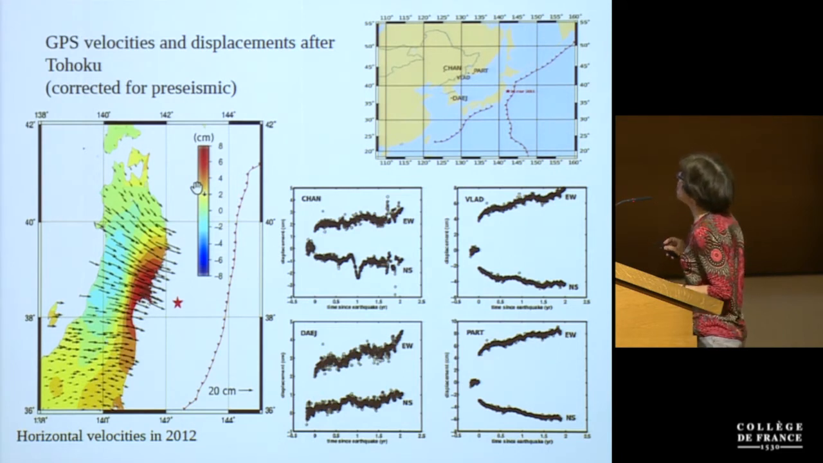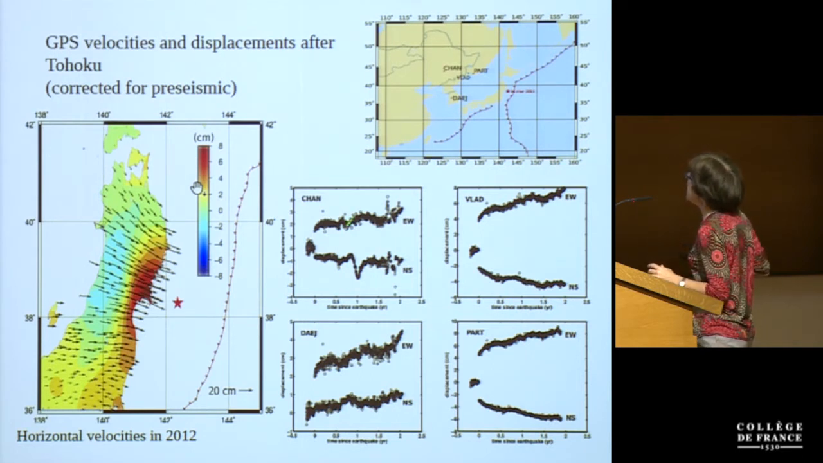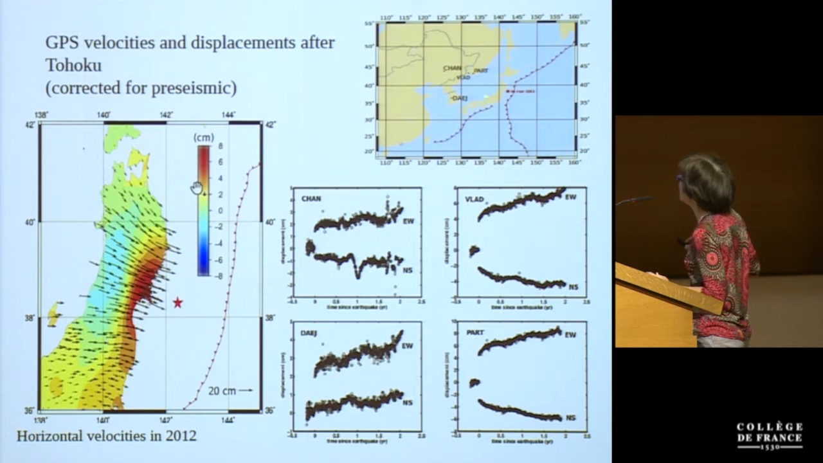I talked about Sumatra and Maule, but of course there is the same thing for Japan. There was a question yesterday about the compression in the Japan Sea, but indeed, before the Tohoku earthquake, the velocities on the western part of Japan were going towards China and Russia. And after the earthquake, the Japan Sea is in extension, the velocity goes westward with respect to China.